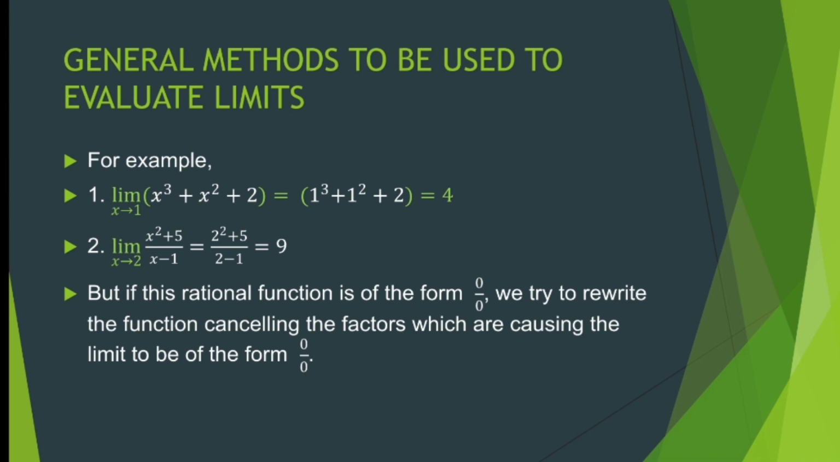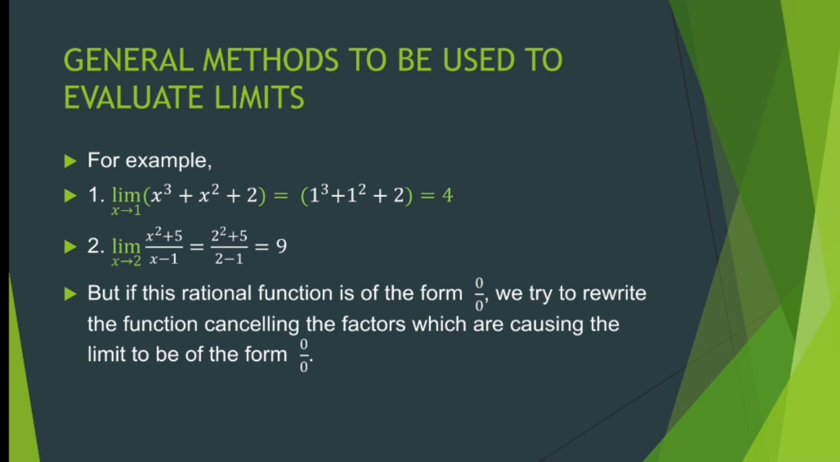Example 1: limit as x tends to 1 of x cube plus x square plus 2. Since this is a polynomial of degree 3, we can put the value of x. So, we get 1 cube plus 1 square plus 2 equals 4. Example 2: limit as x tends to 2 of (x square plus 5) by (x minus 1). This is a rational function, and if we put x equal to 2, the denominator is non-zero. So, substituting, we get (2 square plus 5) by (2 minus 1), that is 9.